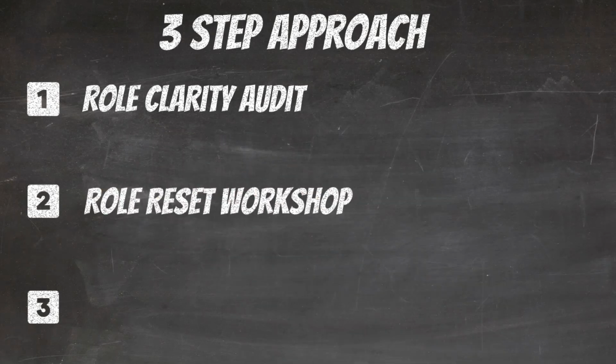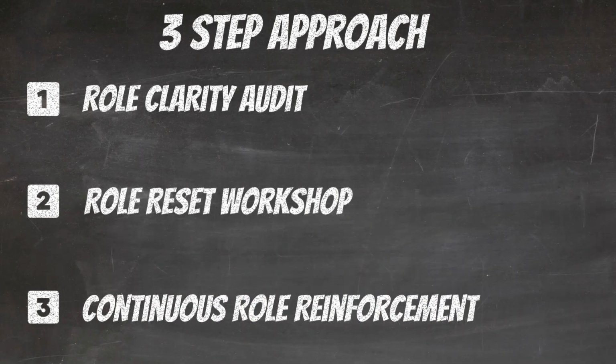Step 2 is a role reset workshop. This meeting realigns everyone's responsibilities. Team members discuss specific examples of role confusion from recent sprints and create clear agreements about who does what going forward. Step 3 involves continuous role reinforcement through daily practices. This means including brief role check-ins during retrospectives or simple reminders during stand-ups about who owns which decisions.